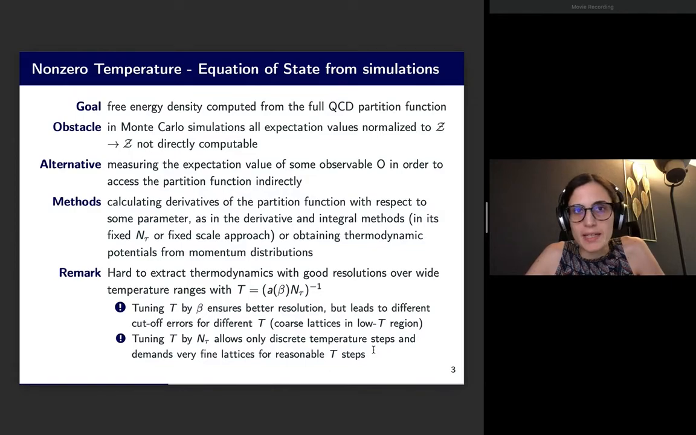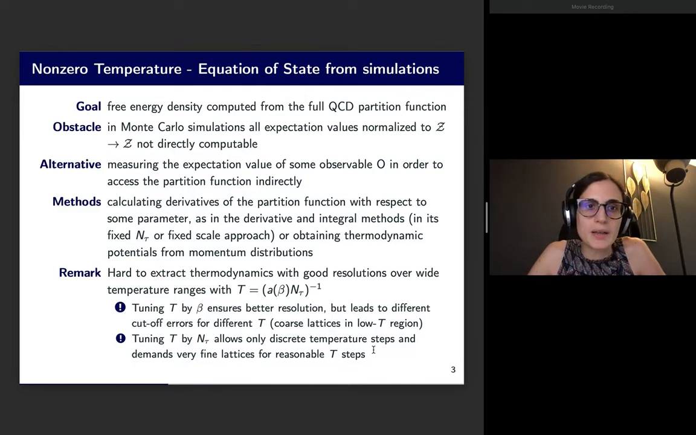Now, of course, we are interested in the answer to the full interacting case, and if the goal is then obtaining the free energy density from the full QCD partition function, we want to obtain that from Monte Carlo simulations and from lattice QCD. However, there is an obstacle, and it is that in Monte Carlo simulations, all expectation values, as we wrote down many times so far, are normalized to Z, which means that Z is not something that we can directly access or compute. And then we have to think about alternatives.